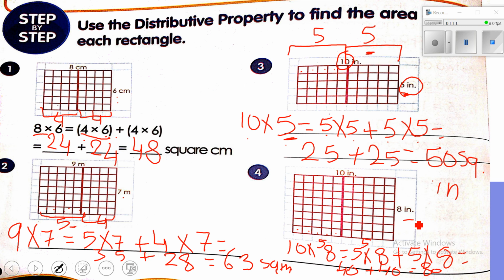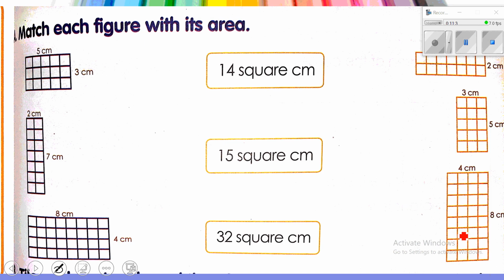What about my unit? Yes, here is inch. So the area is the square. I will write the unit here because I don't have space. It's a square inch. Yes. So let's go together to the next page.